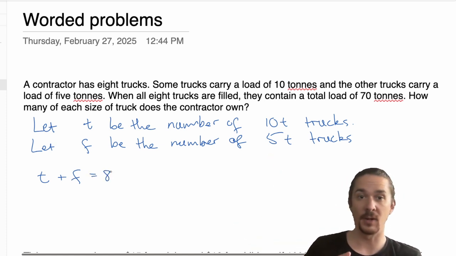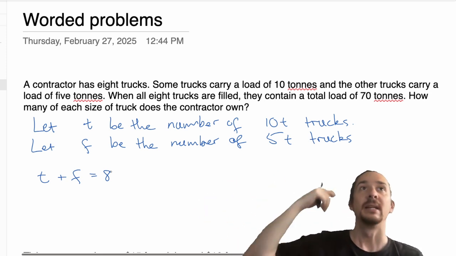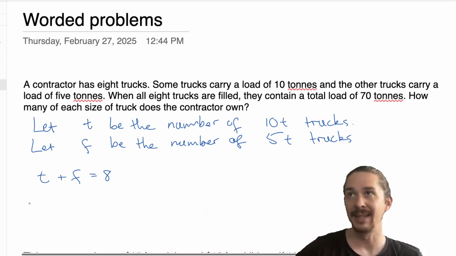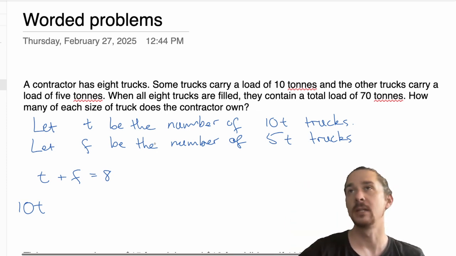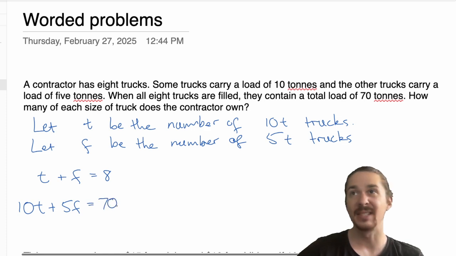Once you define a couple variables, if you figure out what is important, the equations often become very easy to form. Now, secondly, we know if he fills all of these, so if he has T trucks that each have 10 tons in them, and he has F trucks that each have 5 tons in them, in total, he's going to have 70 tons.